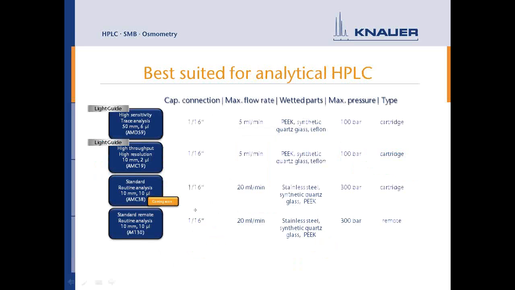So which ones have we got? Which flow cells do we have on offer? We have a number, and they are going to be listed out in the following slides. But here I'm going to show you which ones are the best suited for analytical HPLC. So on the one side, we've got the 2 light guide flow cells, that is the high sensitivity and the standard flow cell. But we can also use a so-called Knauer standard flow cell, also as a cartridge design. That will be a 10 millimeter and a 10 microliter in comparison to the 2 microliter light guide flow cell.